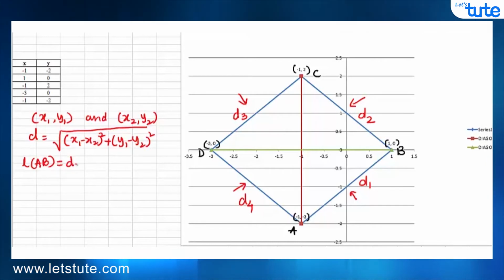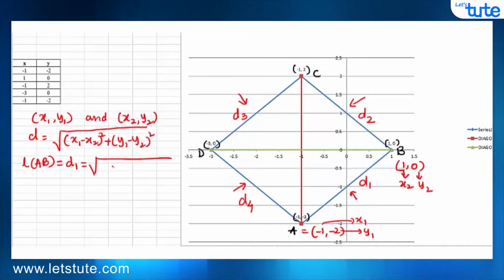So AB is D1 as we discussed. For that we need A and B here. Okay, let me write over here. A is -1 comma -2. B is 1 comma 0. So we can take this as x1 and this as y1, and 1 as x2, 0 as y2, just to apply in the formula. So what will this become?